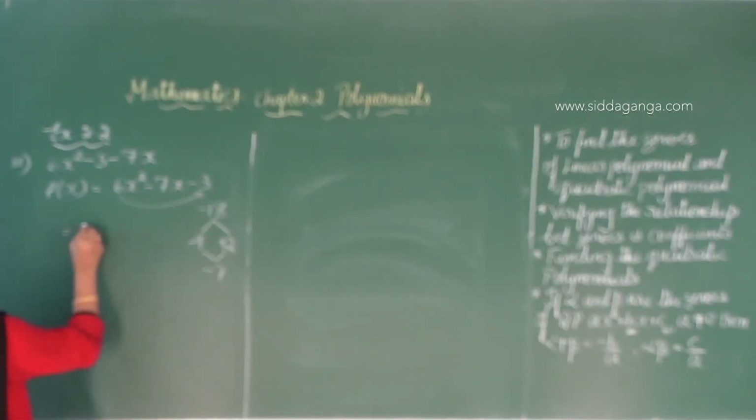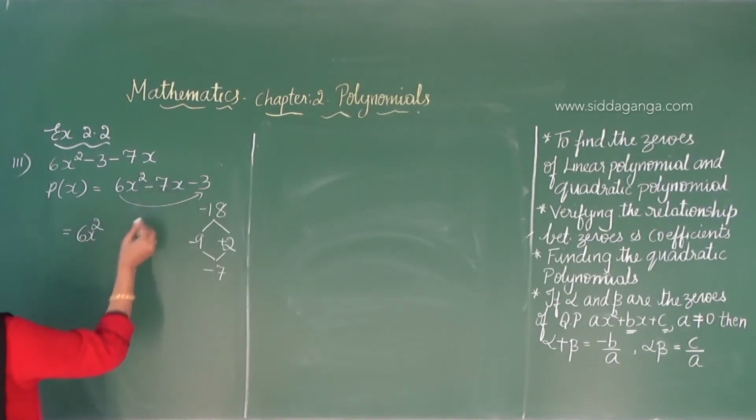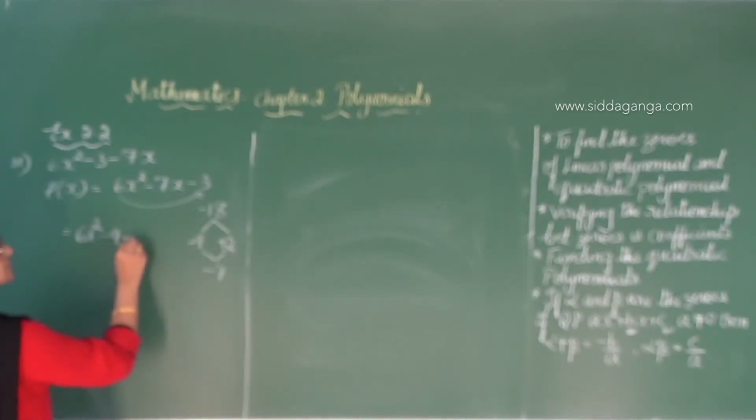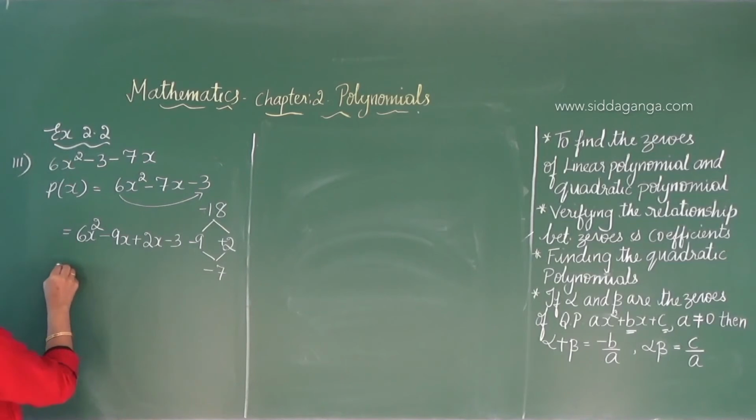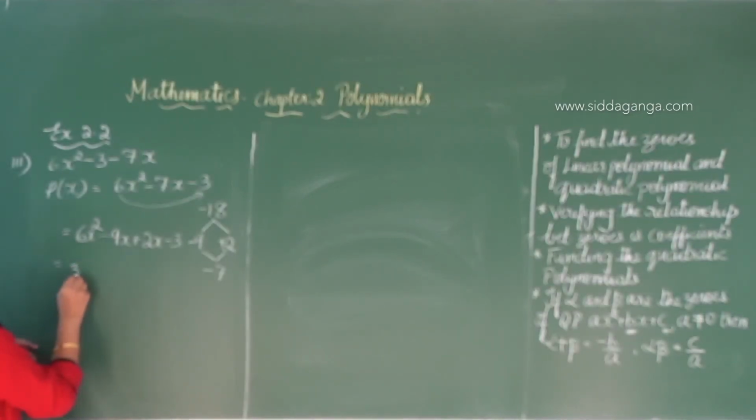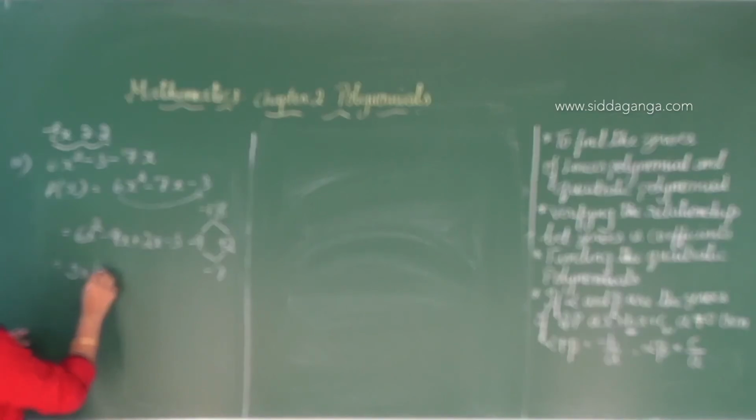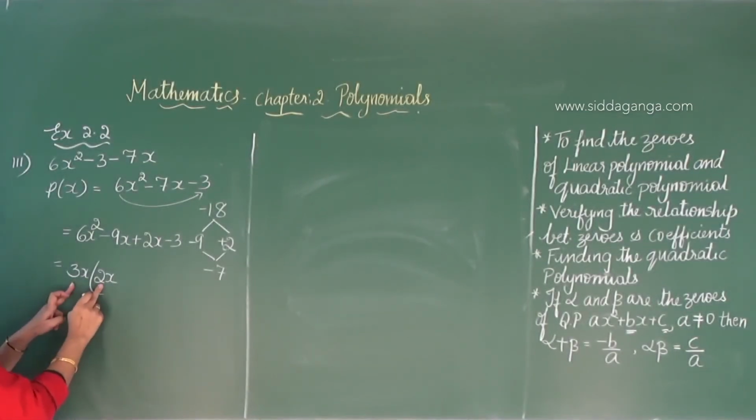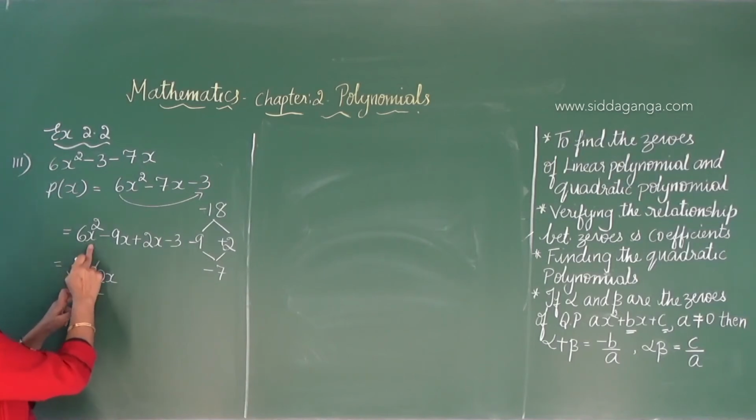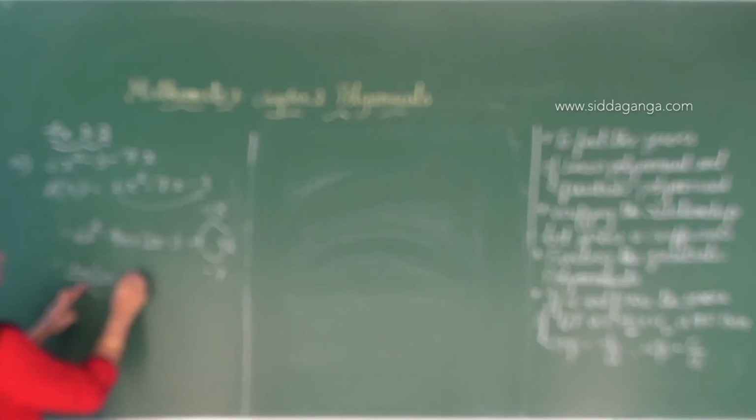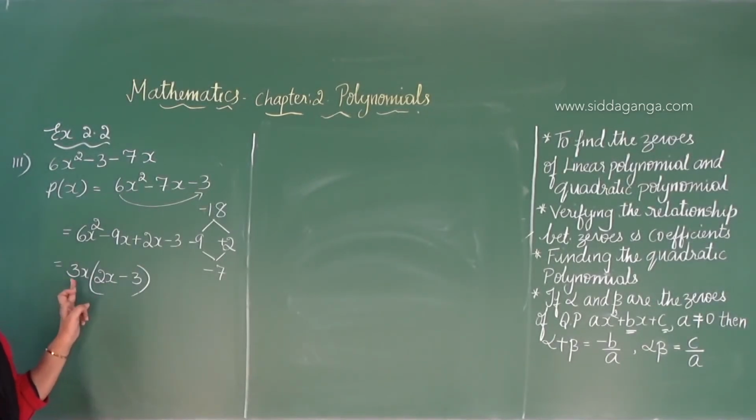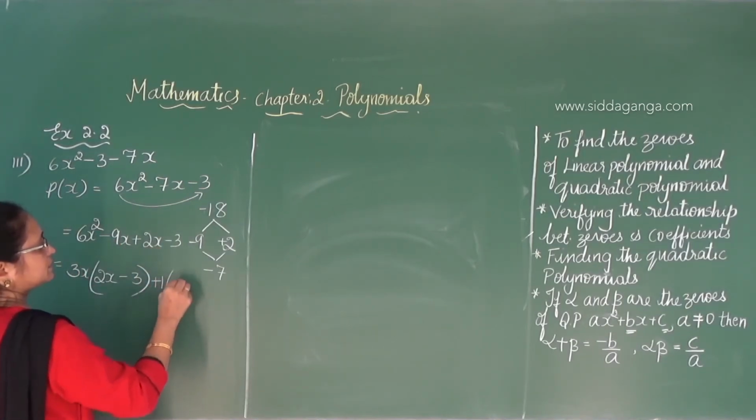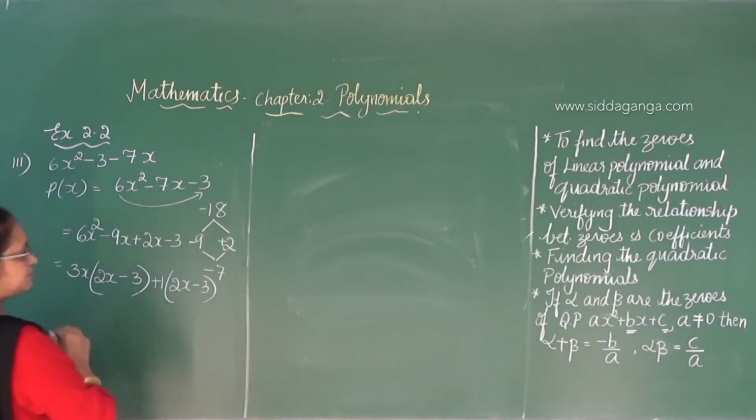Now, 6x square. How to split this? Minus 9x plus 2x minus 3. Now, what is common here? I can take 3x common. So here 2x, 3 2s are 6, x into x, x square, minus here 3. I hope you understood. 3x into 3, so here 3 3s are 9x. Then here plus 1 is common. So 2x minus 3.